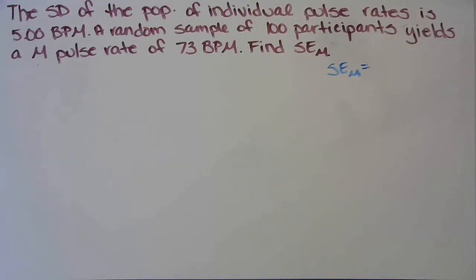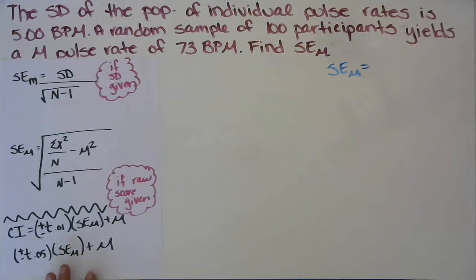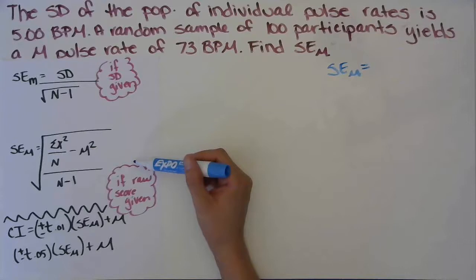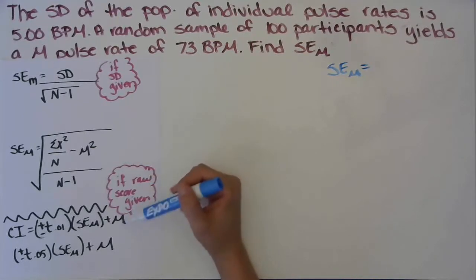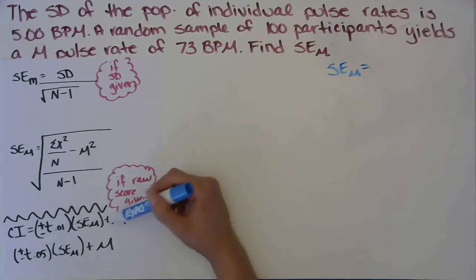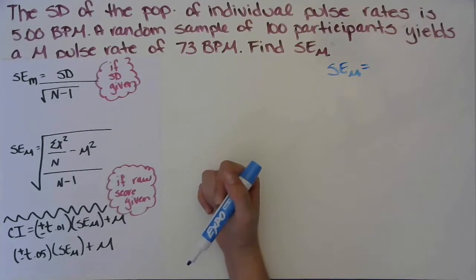Now, if you look in your textbook or your notes, there are a number of different formulas that are given to you. So depending on what the problem is giving to you, you will use the corresponding formula. If the problem gives you the standard deviation, this is going to be the formula that you use. If the problem gives you the raw scores, then this is going to be the formula that you use. And later on in the video, we are going to go over confidence intervals, and so those are the formulas for the confidence intervals.